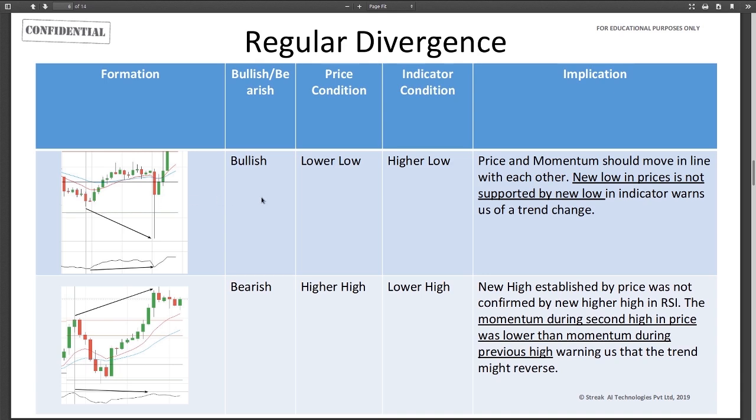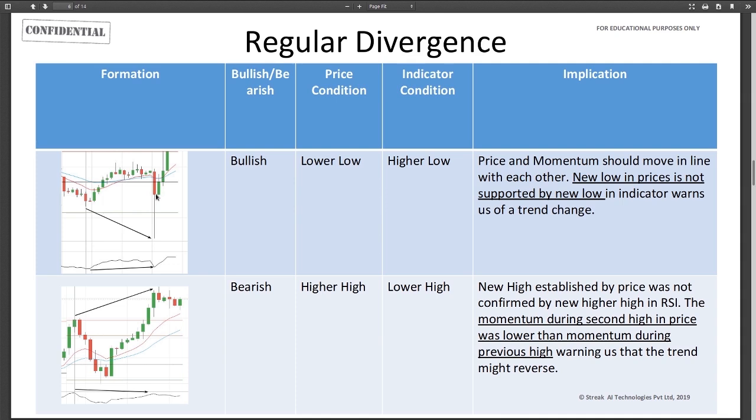So with this, what did we do? We basically identified a bullish divergence. Price and momentum should move in line with each other, which basically means that here the indicator is showing something else and price is showing something else. So what does this imply? The new low in the price is not supported by the indicator's lows. The price might have reached a new low, but your indicator is forming a higher low than what it had shown before, indicating that a bounce back or a trend change will come.